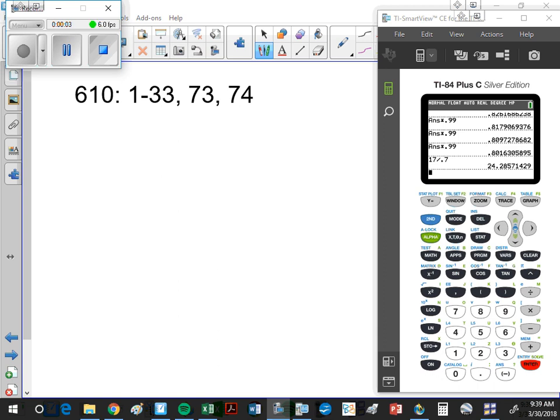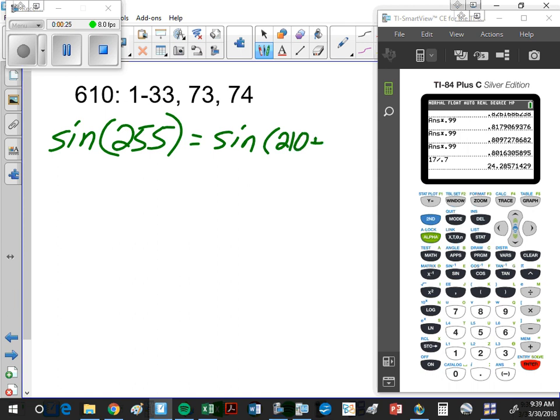So just to review sum and difference formulas really quickly, let's do the sine of 255. 255 is not on the unit circle, so I need to create 255 from angles that are on the unit circle. So we could say the sine of 210 plus 45. And then you look at the sum and difference equation. Are we doing the sum version or the difference version? The sum version, because we chose plus.